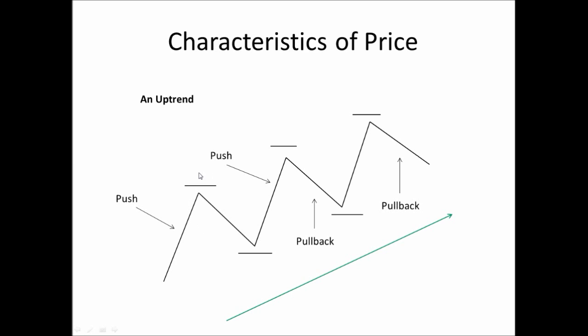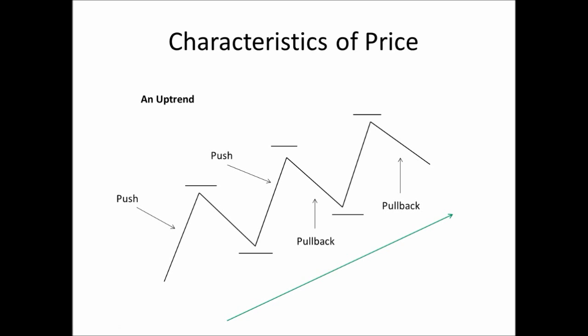We have a high. Our next high is higher than the previous high. Our third high is higher than our previous high. We have a low. Our second low is higher than our first low. And that is the main characteristic of an uptrend, a series of higher highs and higher lows.